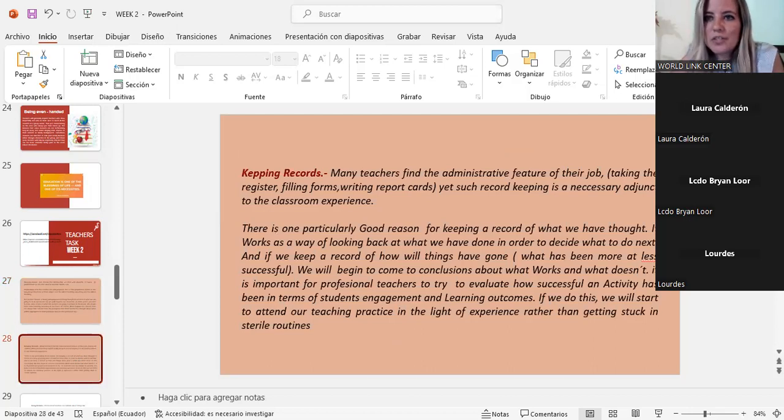Keeping records. Many teachers find the administrative feature of their job, taking the register, filling forms, writing reports, tedious. Yet such record keeping is a necessary adjunct to the classroom experience. What are the things that you find every teacher has to file? And you don't have to forget.